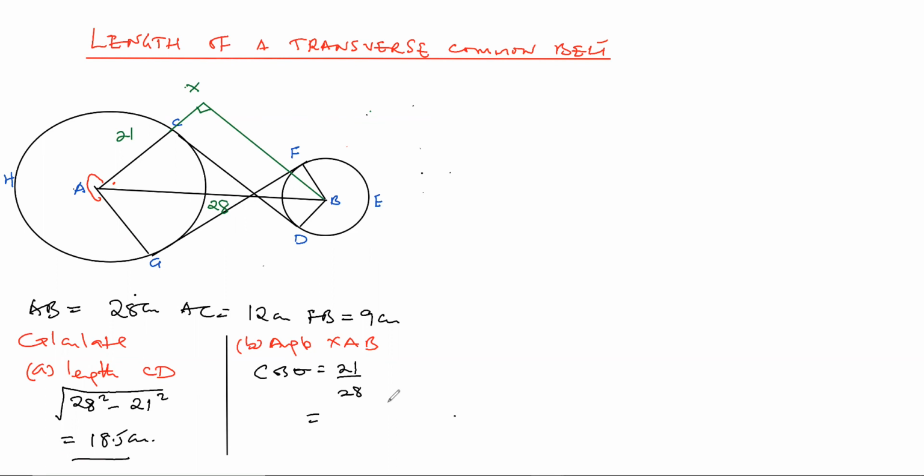21 divided by 28, shift cos. 41.4 degrees. So it means this angle here, let me write it there, 41.4 degrees. So what does it mean? This angle here is also still 41.4 degrees. So it means the total angle here from XA to G is 41.4 degrees.